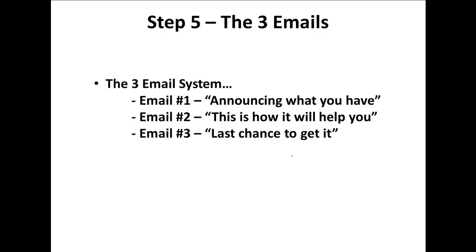Okay? Step number 5 is the 3 emails. And the 3 email system is really basic and simple. A lot of people say, well, what do I say in the email? Where do I get the emails from? Don't worry, we're going to show you how to do all this cookie cutter type stuff, so you don't need to really think too much on that. Email number 1, I always like to put the announcing what you have. So, hey, I got something new or whatever, and we'll go through more of how to do that later in the other videos. Email number 2 is this is how it will help you, what benefits them, list off the benefits.